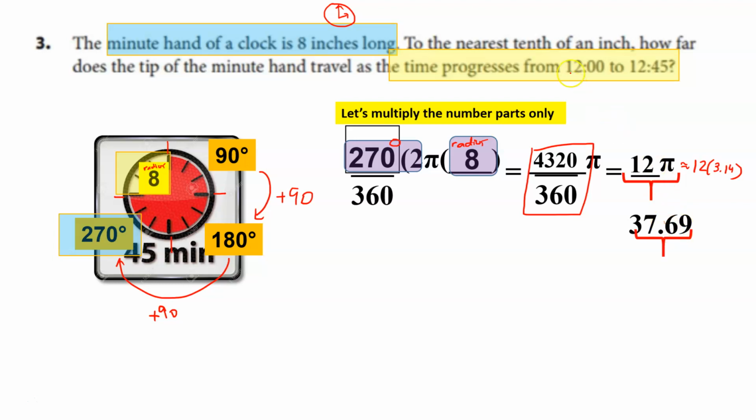Oh, and notice how they did want us to the nearest tenth of an inch. So that's this decimal place here. So 37.69. If I rounded that, would it be closer to 37.6 and it stays that, or 37.7? That'd be about 37.7 inches.